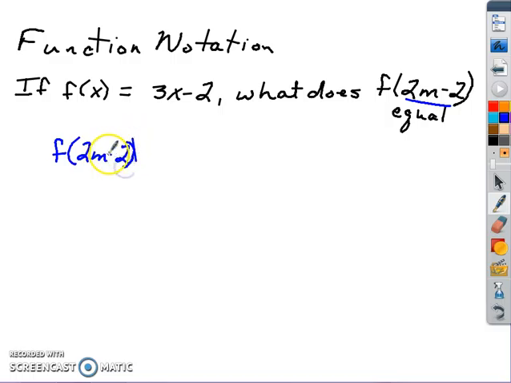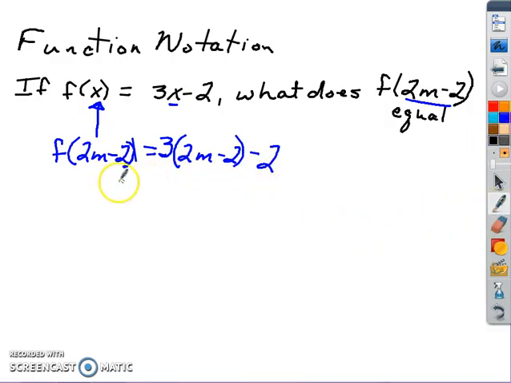Notice that this 2m minus 2 is going in for x. So over here, wherever I have an x, I'm going to put in 2m minus 2. So instead of saying 3 times x, I'm going to say 3 times 2m minus 2. But don't forget, you still have that minus 2 after it.